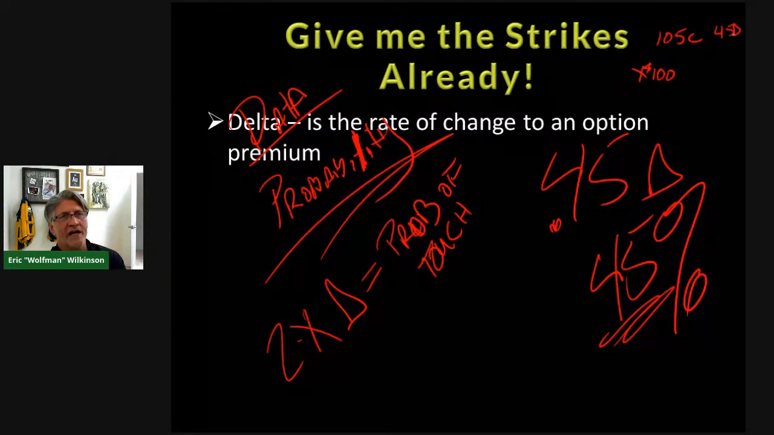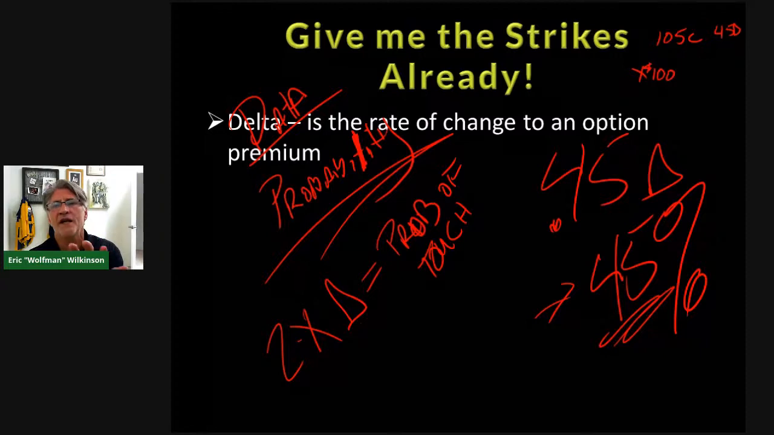That means the underlying is trading $105.01 at the expiration. But 2 times the delta is the probability of touch, meaning that is a 90% chance of 105 trading. Okay, there's a 95% chance that the 105 strike will trade. All right, so 2 times the delta is the probability of touch.